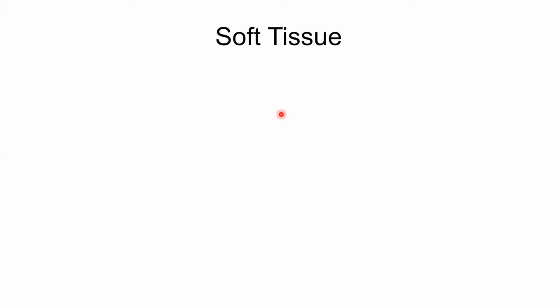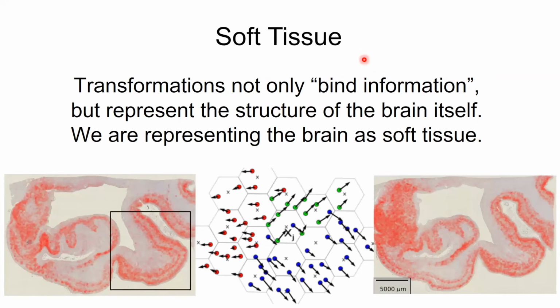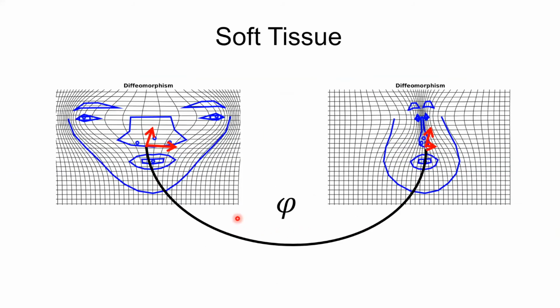So I want to turn now to soft tissue and soft tissue geodesics. So I'm going to take us back to understanding the brain and then connecting us to molecular representation. So I want to go back to the theory of transformations and make the following point. Transformations not only bind information, giving us labels, but they actually represent the structure of the brain itself. We're representing the brain as soft tissue. So when we build these particles here and we flow them, if you look inside of our equations to build metrics and geodesics, it's telling us about what we're claiming about the structure of the brain. The geodesics are telling us about the structure. So I'm going to try to show you that a little bit.